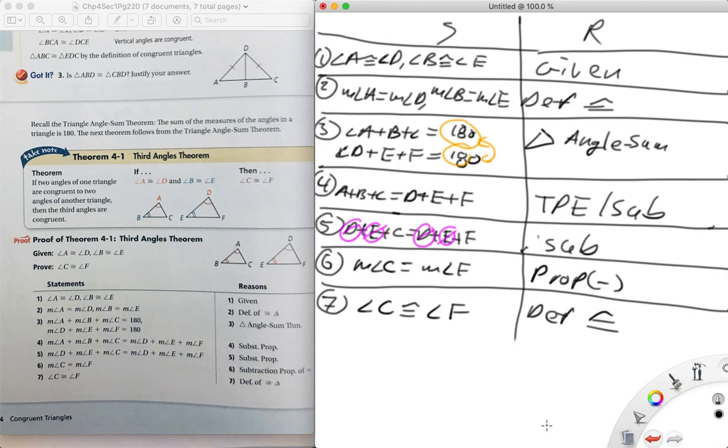All right. Start with my givens. If they're congruent, then they're equal. All angles inside of a triangle equal 180. Then I can set them equal to each other. Substitute the parts that are equal, subtract them out. Then I'm left with the measure of angle C is equal to the measure of angle F. And then if they're equal, then they're congruent. And that is the proof of the third angles theorem.